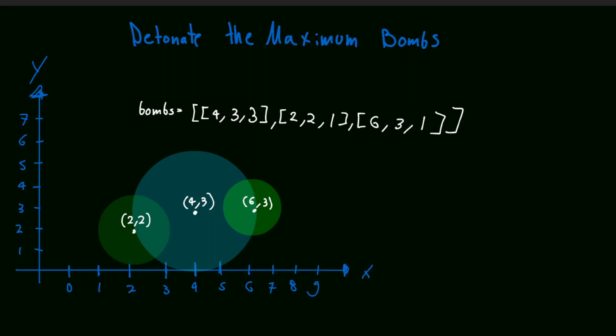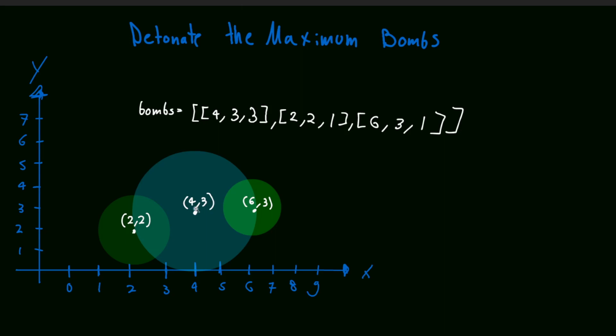Hello and welcome to LeetCode 2101, Detonate the Maximum Bombs. So, the problem goes as this: you're given a list of bombs. The range of a bomb is defined as the area where its effects can be felt. It is in the shape of a circle, with the center as the location of the bomb.